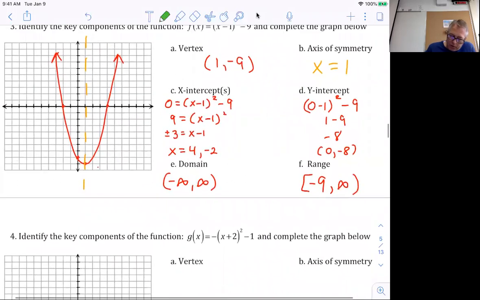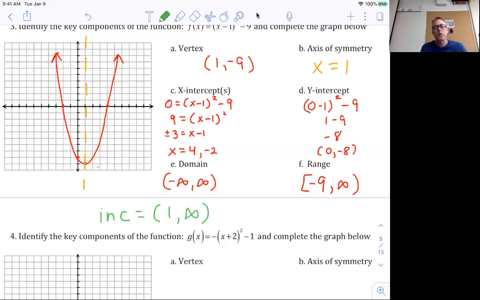And just for good measure, I'm going to write down the interval where this graph is increasing. It's increasing from here to the right. So that part is increasing, like in this section. So that would be from 1 to infinity. So we write down the x values. And it's decreasing here for x values from -infinity to 1.